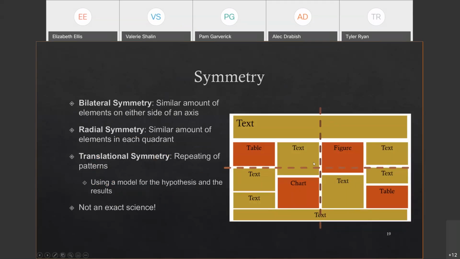If we look at our example poster over on the side, text is in this yellow color, table is in orange. If we look down the middle one, we've got an even split of tables and charts versus figure versus text. If we go the other direction, we still have an even split. And I'm going to highlight this point down at the bottom: it's not an exact science. Sometimes you can't always finagle it to be exact, and that's okay as long as you're close.